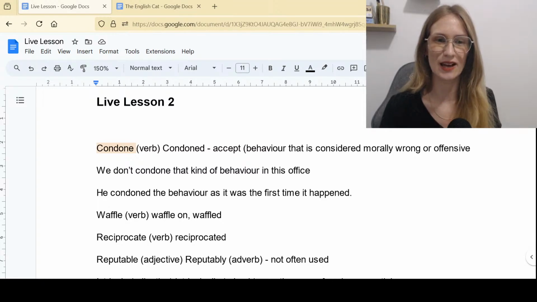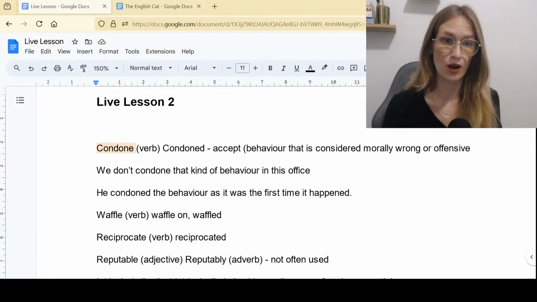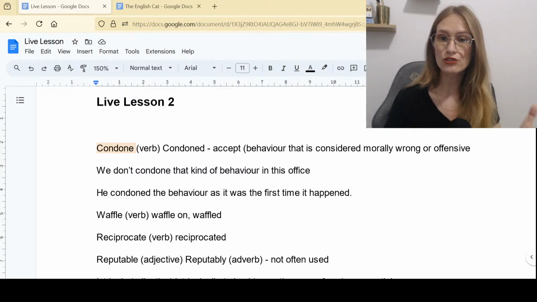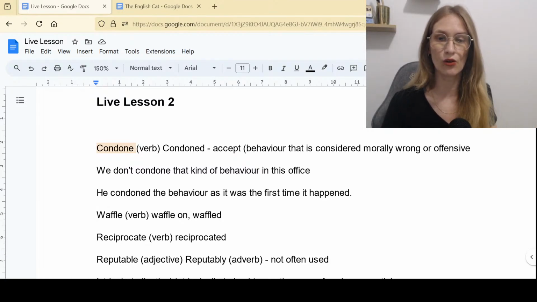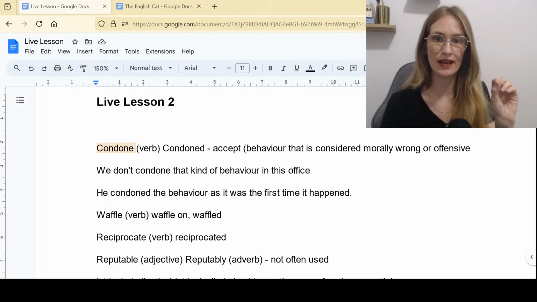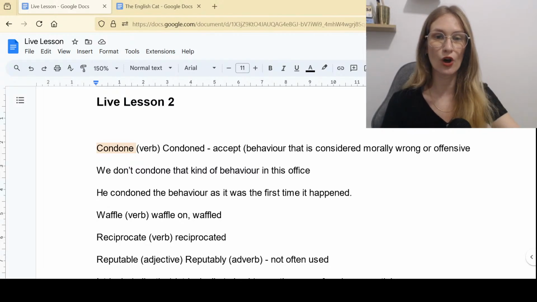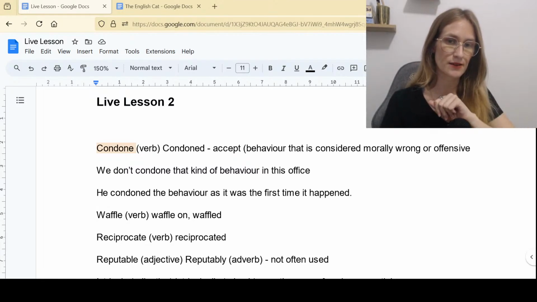Condone, to accept. You often see this in very formal writing. So for example, an employee contract, or even a contract when you enter an aeroplane or a hotel. It might say, we don't condone XYZ, or this will not be condoned XYZ.